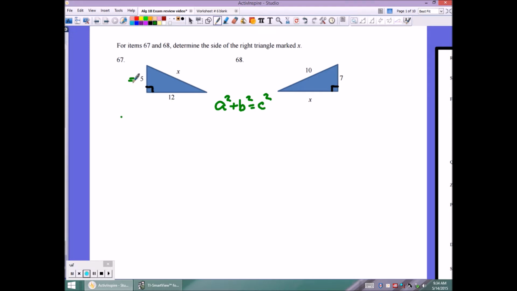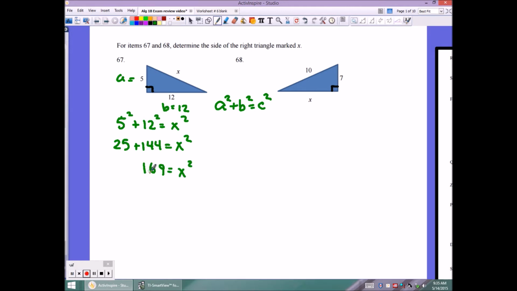If this is our a, this is our b, and this will be our c. So 5 squared plus 12 squared equals x squared. 25 plus 144 is x squared. Let's add them together. We get 169.